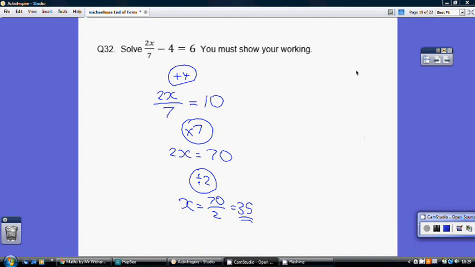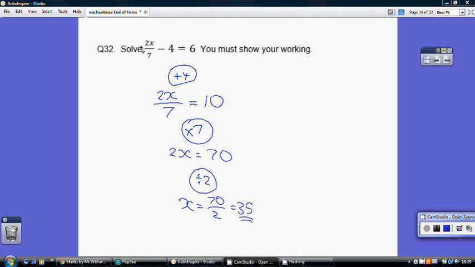Question 32. So we start off by undoing the minus 4 by choosing to add 4 to both sides. So at that point we've got 2x over 7 equaling 10. Then to undo this dividing by 7 we choose to multiply both sides by 7. So at that point we've got 2x equaling 70. And then finally to undo this timesing by 2 we choose to divide both sides by 2. So x is 70 divided by 2, which is 35.